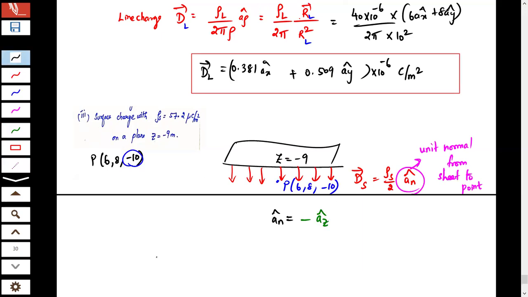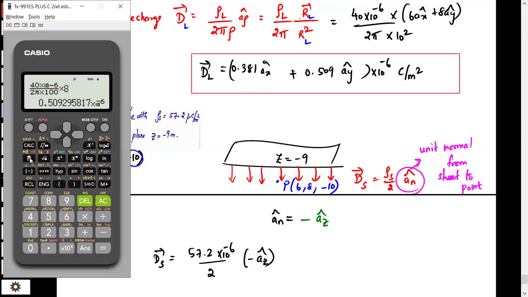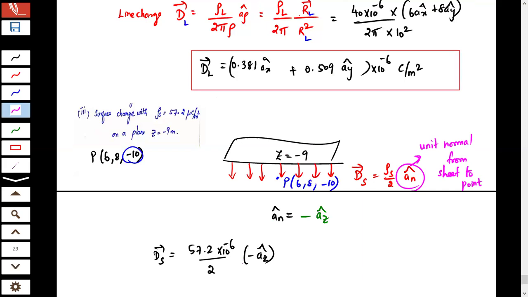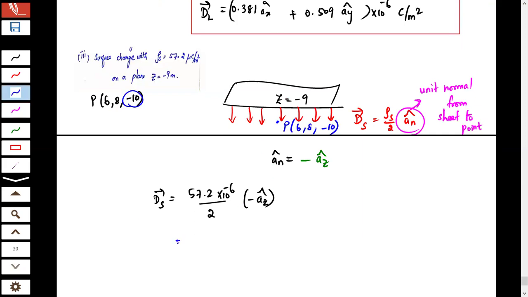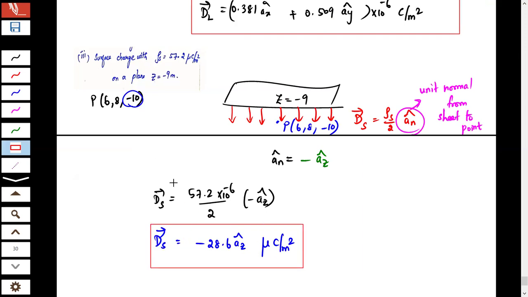The rest of the things, you can make the substitution. That is, rho s is 57.2 micro divided by 2, which is in the minus az direction. So when we take this 57.2 divided by 2, you'll get the magnitude, which is 28.6. So the flux density for surface charge will be minus 28.6 az cap microcoulomb per meter square. So we can write 10 power minus 6 as microcoulomb per meter square.